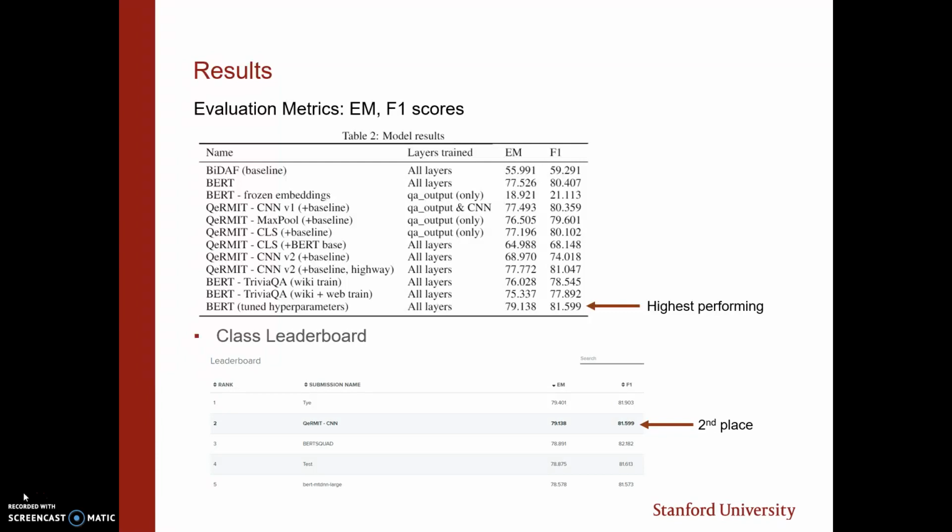As for results, the first 2 lines show the baseline BiDAF model and the baseline BERT large uncased model. During our experiments, we found the importance, when fine-tuning BERT, of fine-tuning the entire model and not just the final fine-tuning layer. We found that when you freeze the pre-training embeddings, performance suffers dramatically. And then our best model was achieved by tuning the hyperparameters of the original BERT model, most notably max sequence length, max query length, and max answer length. This allowed us to get second place on the dev class leaderboard.